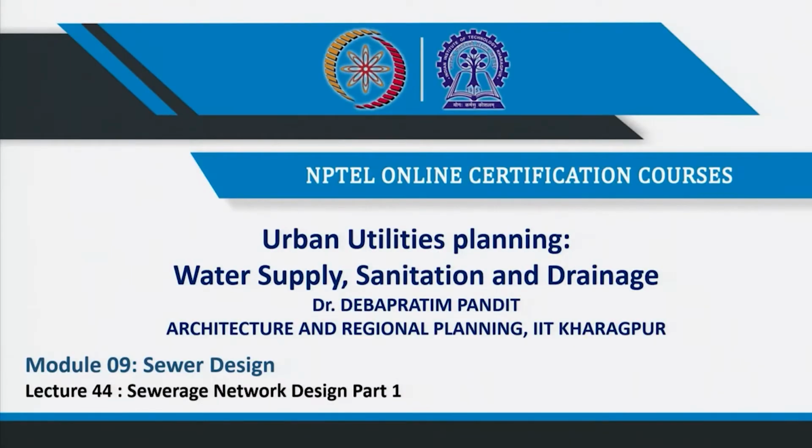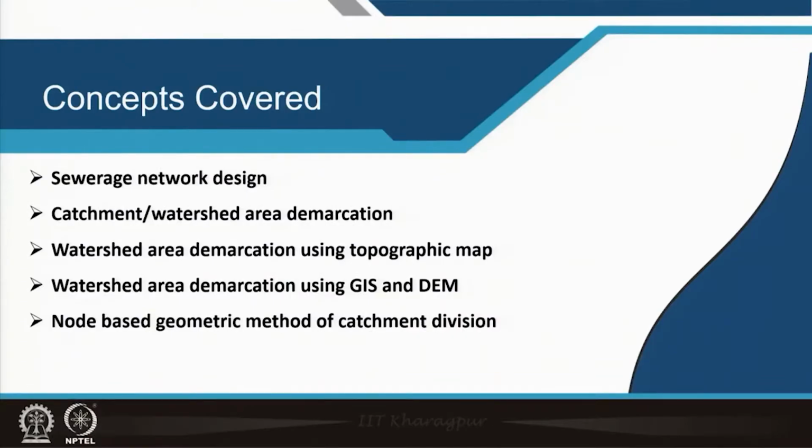Welcome back. In lecture 44, we will learn about sewerage network design, and this is part 1. The different concepts that we will cover are sewerage network design, catchment or watershed area demarcation, watershed area demarcation using topographic maps, watershed area demarcation using GIS and DEMs, digital elevation models, and node-based geometric method of catchment division. That would be the final topic.